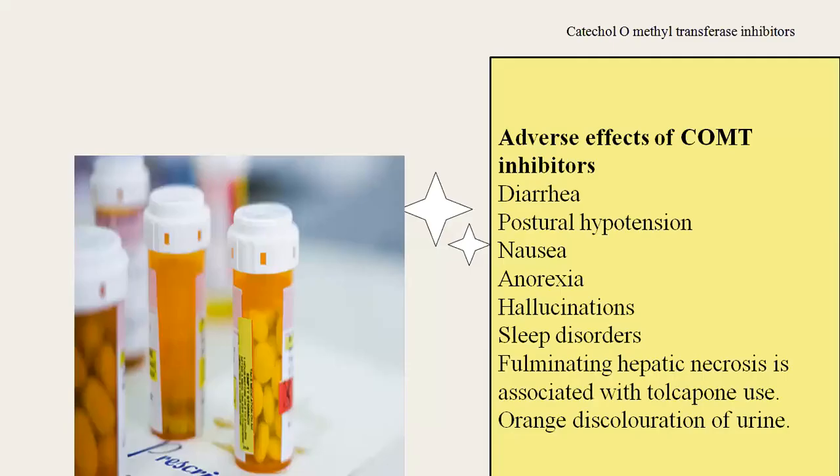What are the adverse effects of COMT inhibitors? It can cause diarrhea, postural hypotension, nausea, anorexia, hallucination, sleep disorders, culminating in hepatic necrosis, and orange discoloration of urine. Hope these things are clear. Abhi tak thoda boring hai, I know, but I think it should be clear to you. Okay, what is the mechanism of COMT inhibitors? What is the mechanism of MAO inhibitors?